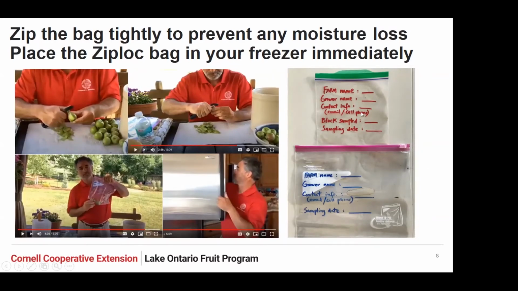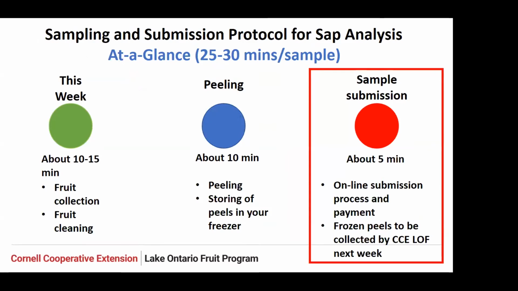You can use also a sandwich bag with the minimum amount of information: the farm name, the grower name, the contact info, the block that you sample. You're gonna have more than one site. We hope many growers are gonna decide to do more than 1 or 2 or 10. We have growers that are planning 30, 40 sites, and the sampling date. So it's very important that you label your bags very well before they go to the freezer.